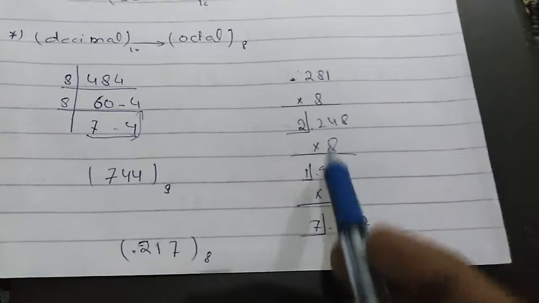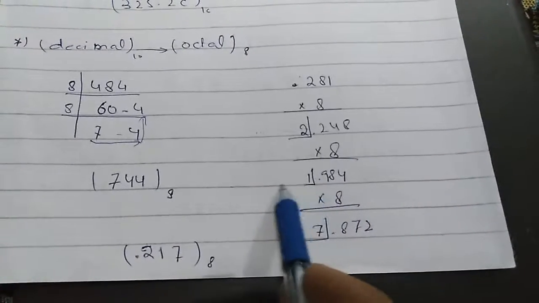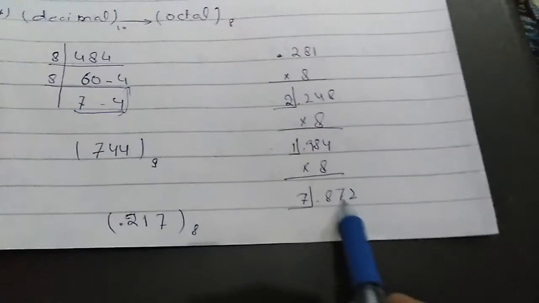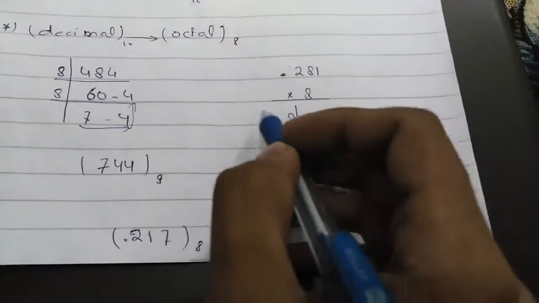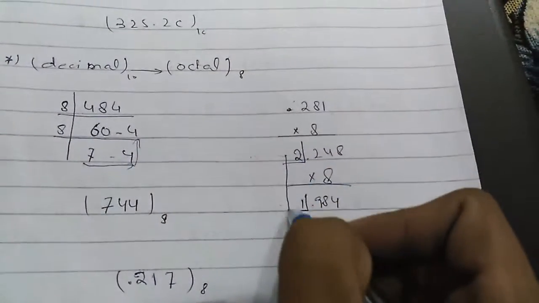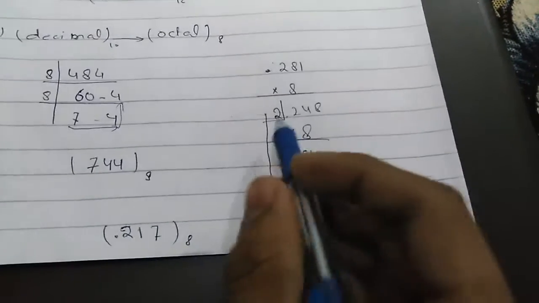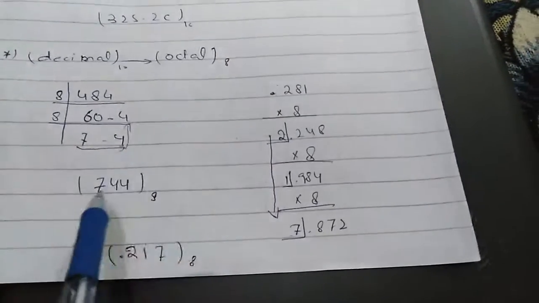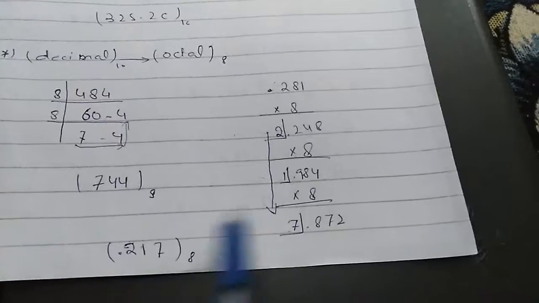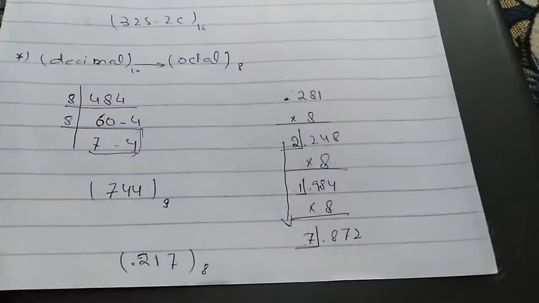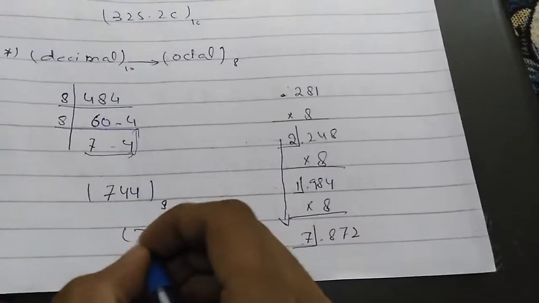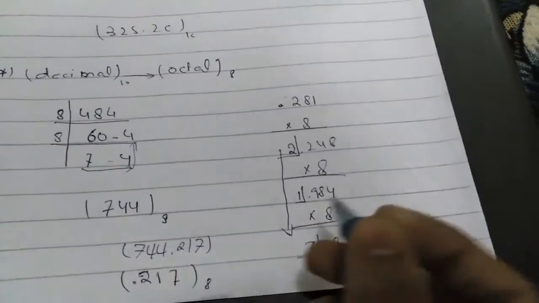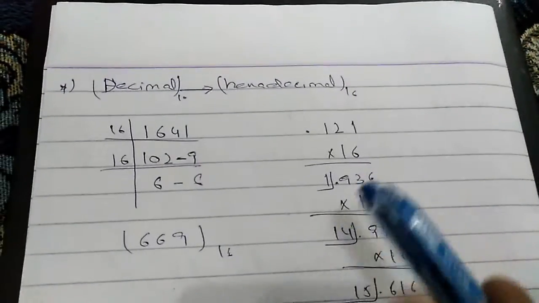Now again we simplified this, multiplied this, and took 1 as the remainder after the point, and we again multiply by 8 and took 7 as the remainder. So the values will be written from up to down. So 217 is this answer. Their answer was 744, and this answer was 217. So we will write the correct answer 744.217, like this. Now we move to the decimal to hexadecimal conversion.